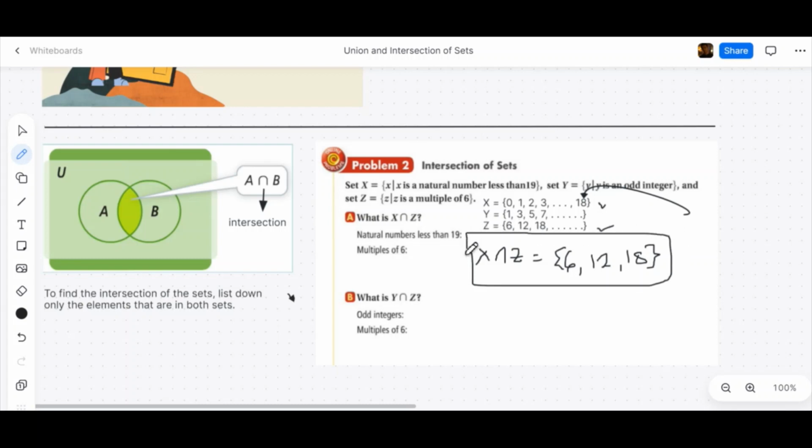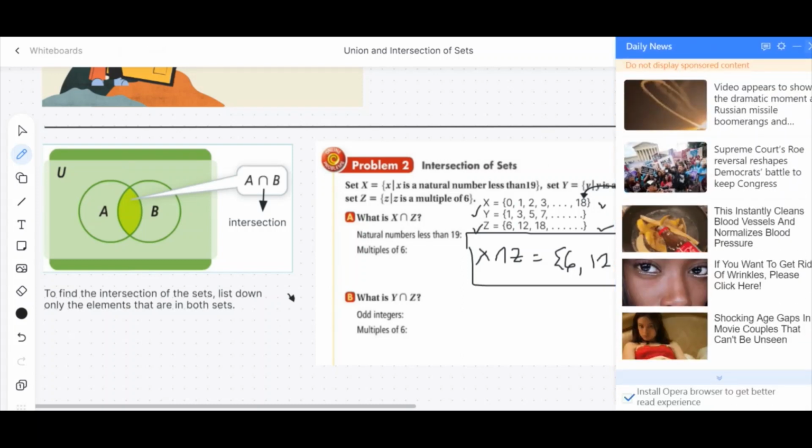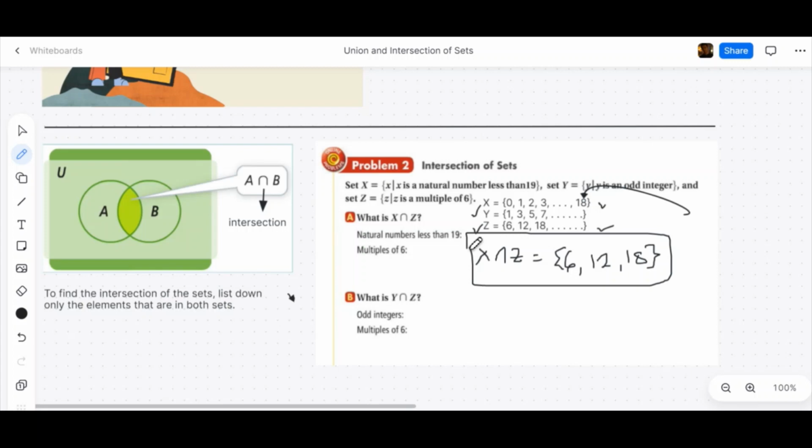What is X intersection Z? Next one. What is Y intersection Z? And this time, we only have to look into set Y and also the set Z again. Observing that there's no way that set Y contains any even numbers or any of the elements found in set Z.